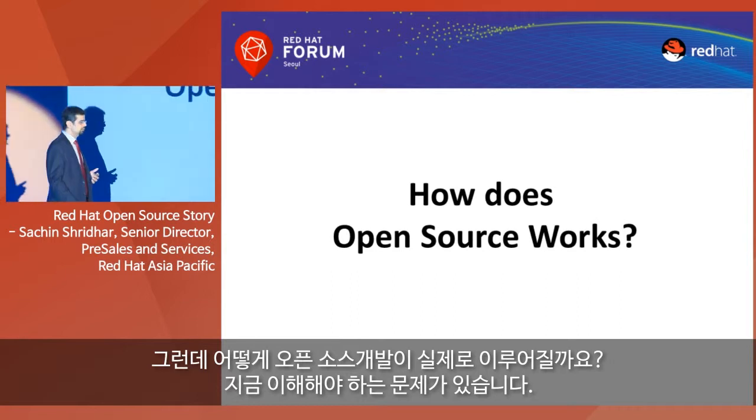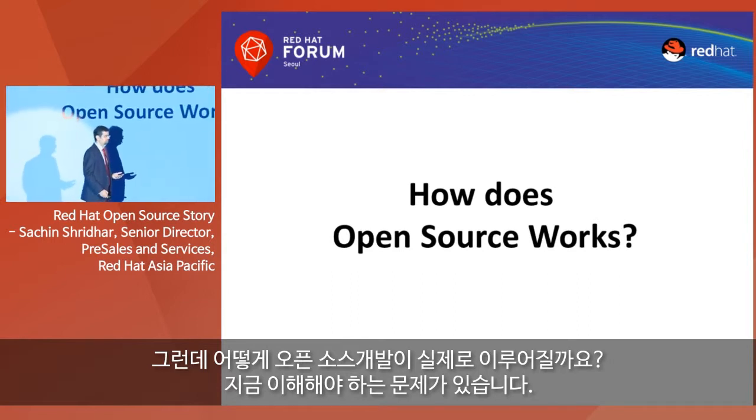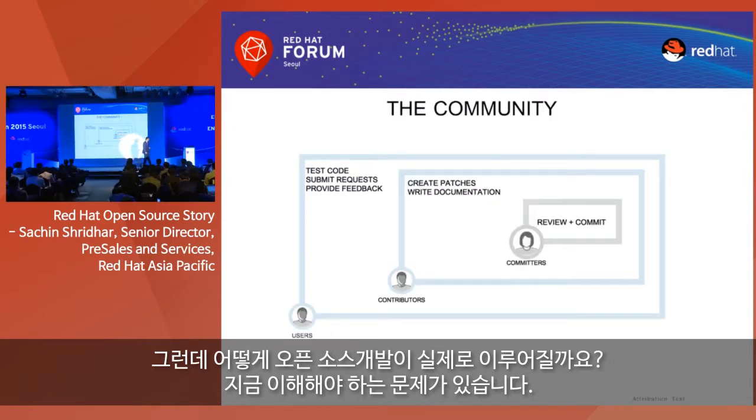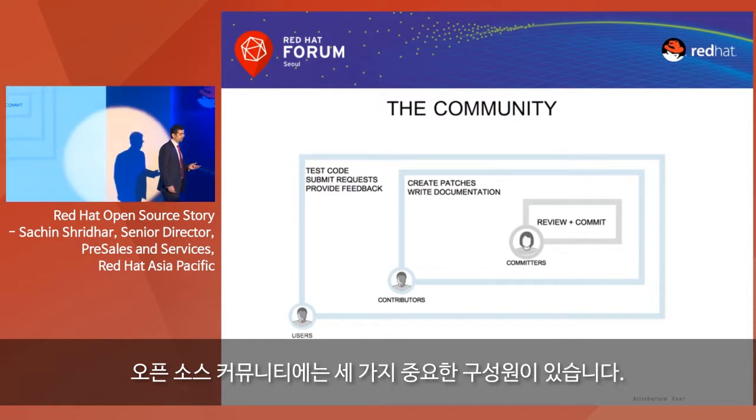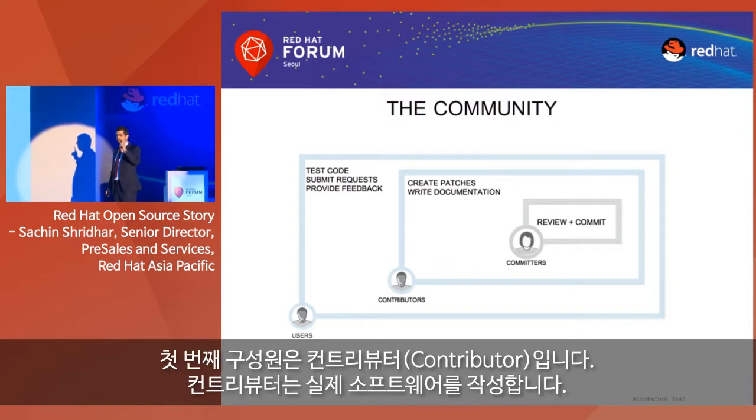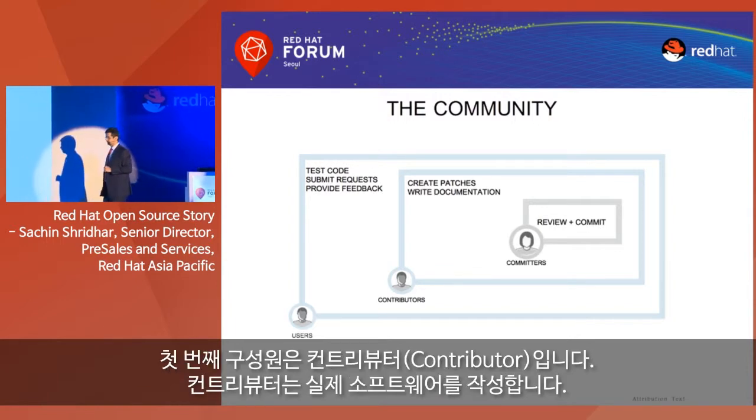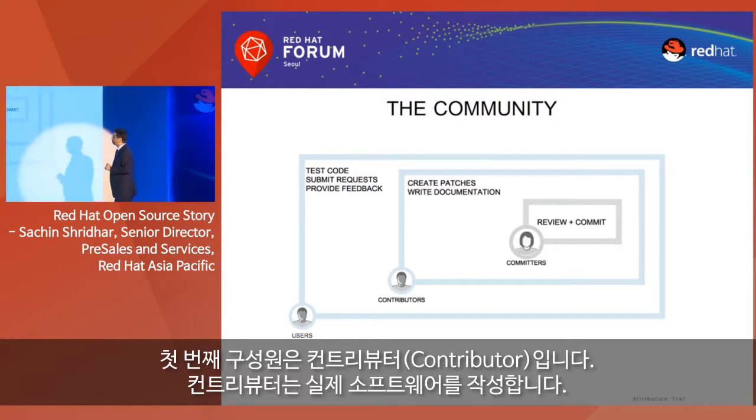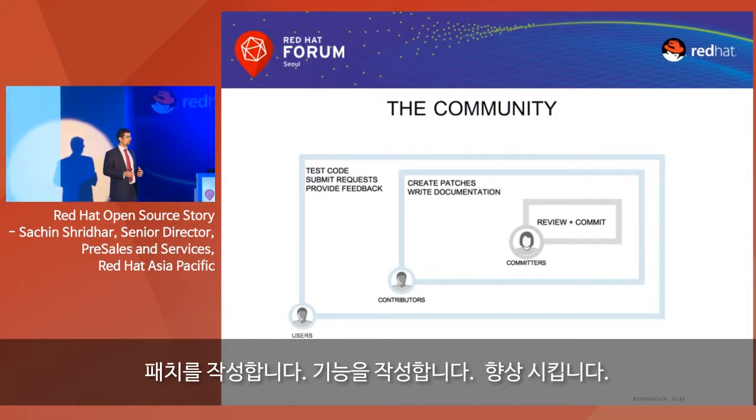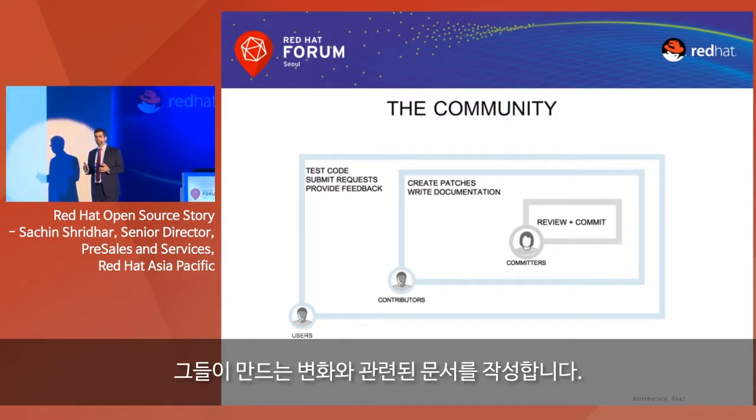So how does the open source development actually work? There is a method, and we will understand the method now. The open source community has 3 important members. Number 1 member is contributors. The contributors are the ones who write the actual software. They write patches, they write features, they make enhancements, and they write the documentation associated with the changes they make.